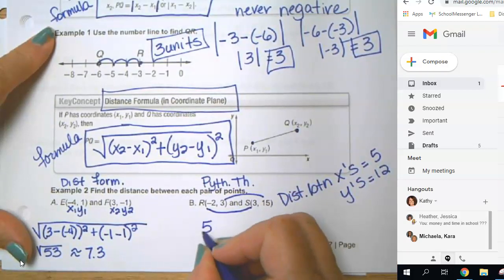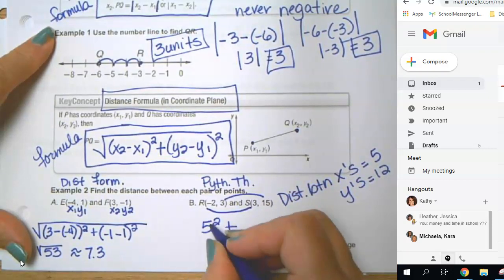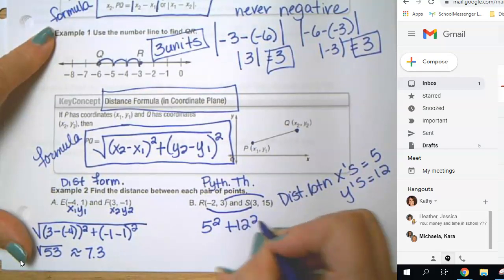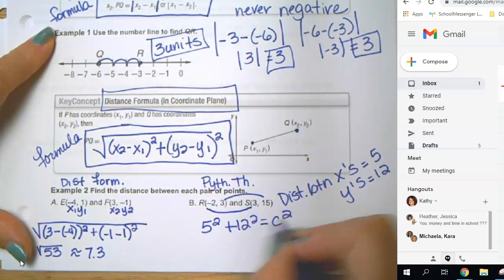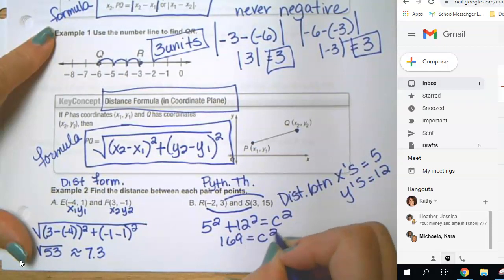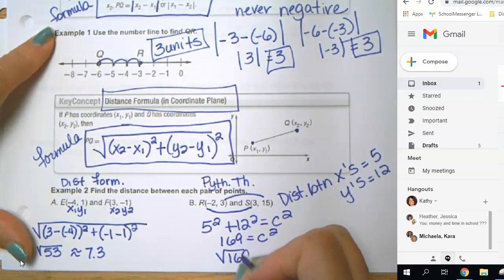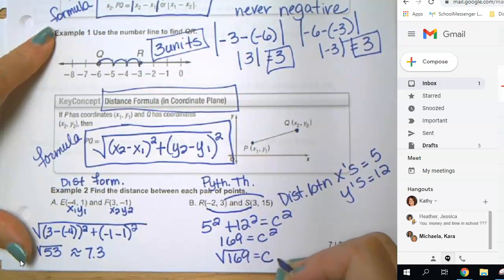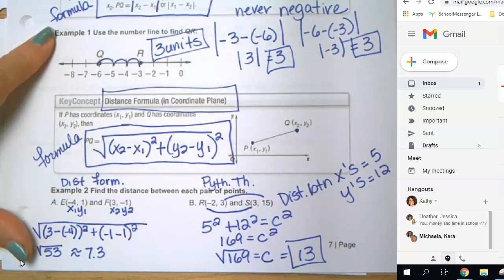So basically, those are your A and B. So 5 squared plus 12 squared equals C squared. Punch that into your calculator, you get 169. Square root of 169 is equal to 13. So I don't care how you do it. Those are two different ways to find distance.